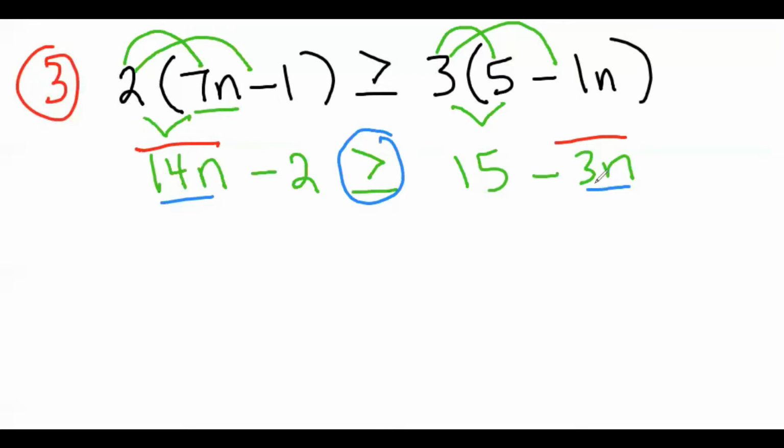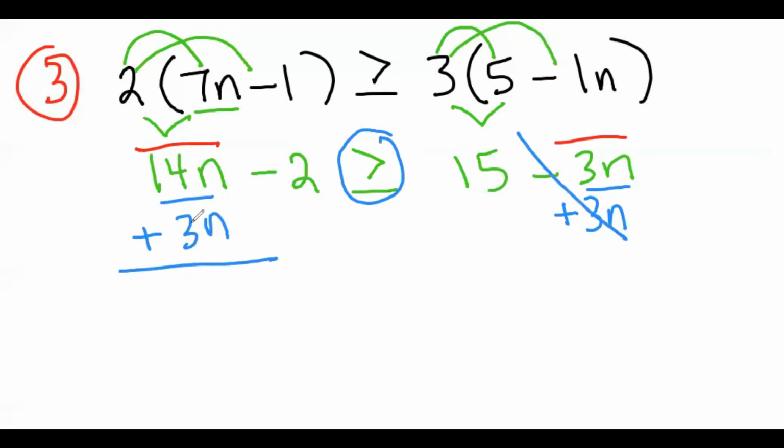Would you rather owe someone $3, or would you rather someone give you $14? Obviously, if someone gives you $14, you're richer than if someone takes $3 from you. So obviously, -3 is lower. So let's change that to the opposite of what it is. It's -3. We're going to make that +3n. We're going to take that same +3n and move it over here. Then we're going to cross that out.